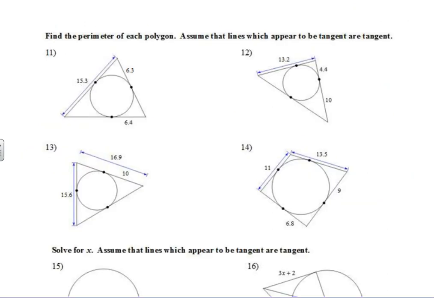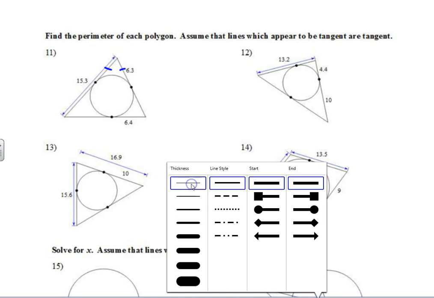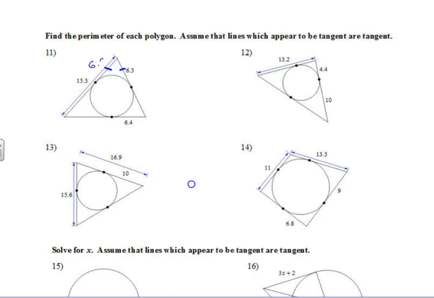All right, now we're going to do some with these tangent lines. So here's the deal with tangent lines: they are equidistant from the circle to the point of tangency. What does that mean? That means this and this are the exact same length. So if that's 6.3, this would be 6.3. If this one is 6.4, this one would be 6.4.